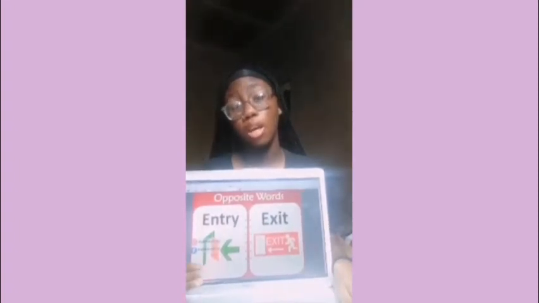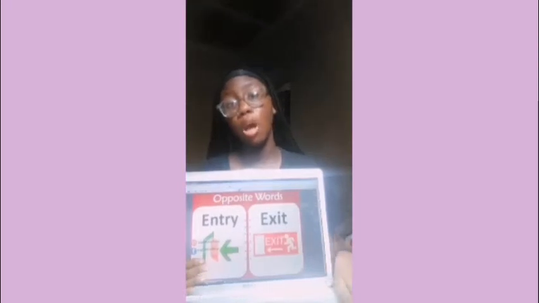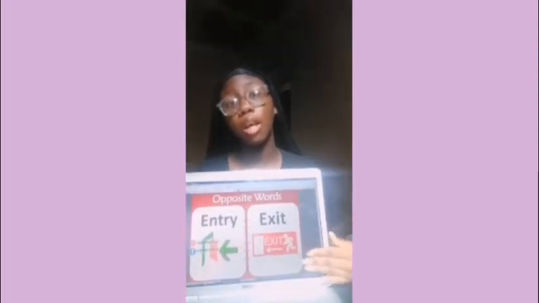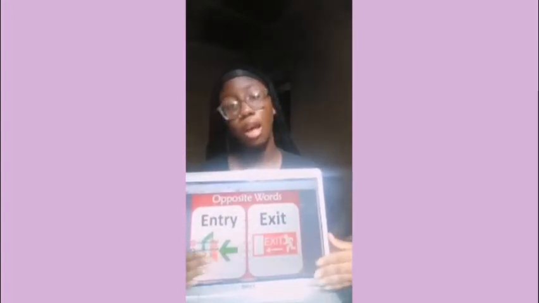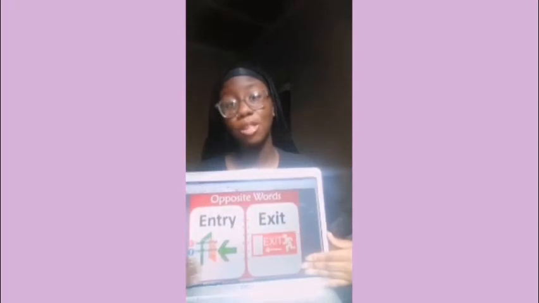Let's use the word entry in a sentence. This way is the entry. We will be in the cinema. Let's use the word exit in a sentence. In case of a fire, there's the emergency exit. There's the emergency place to leave through. Entry and exit, they're opposites.